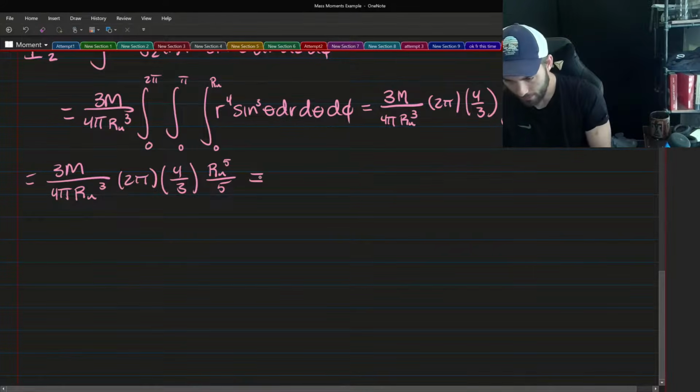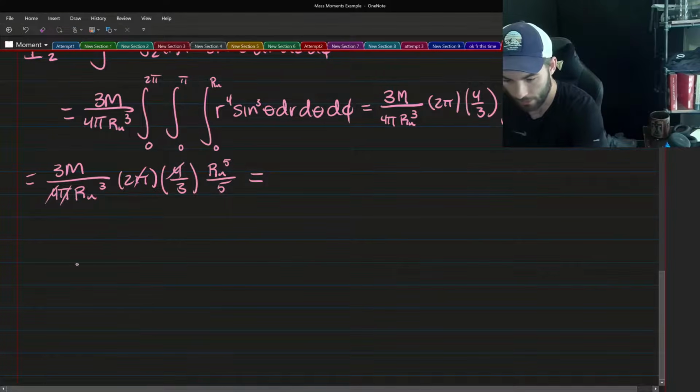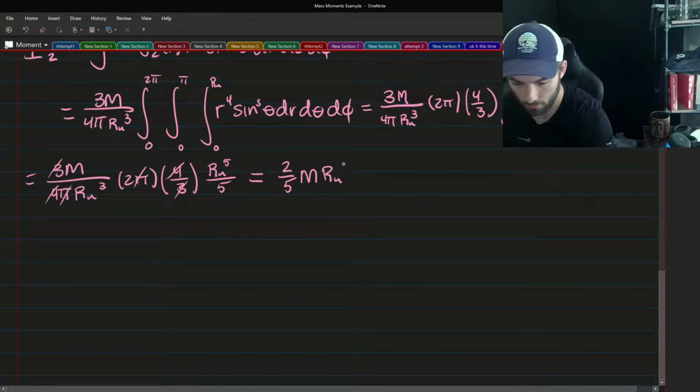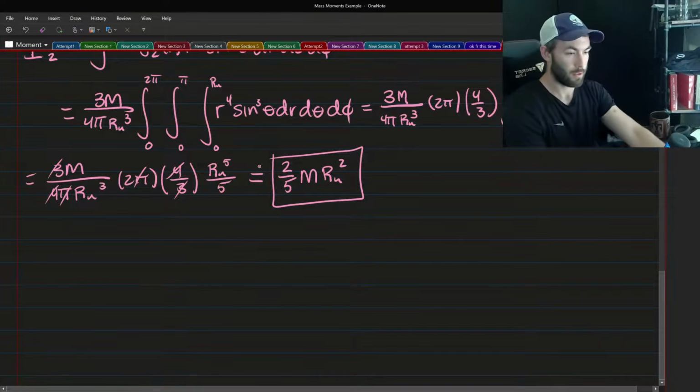And if we let the dust settle, what happens? The pi cancels again, the 4 cancels again, the 3 cancels. So we get a 2/5 M R_u squared. There we go.